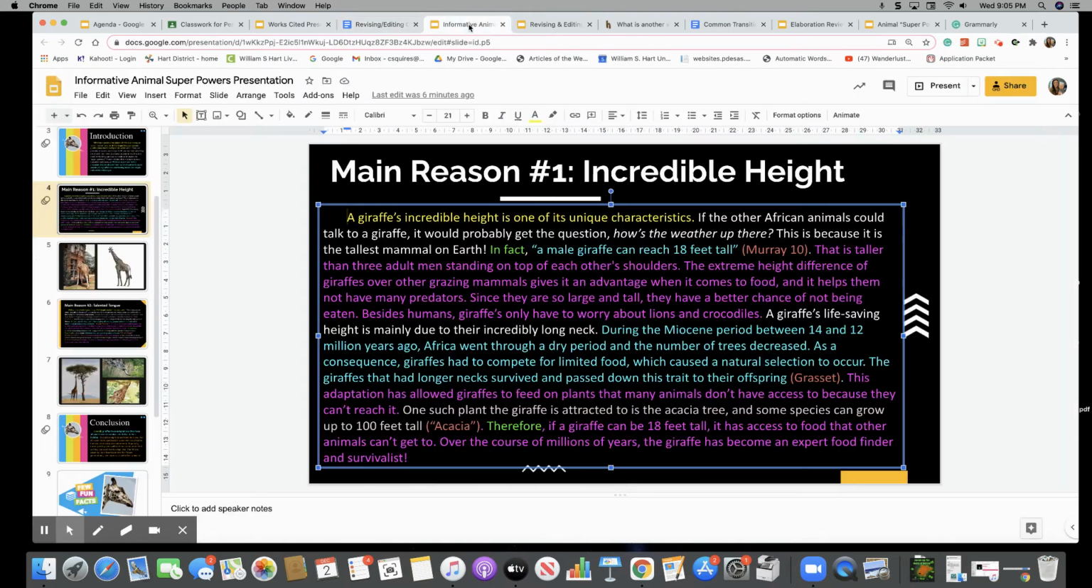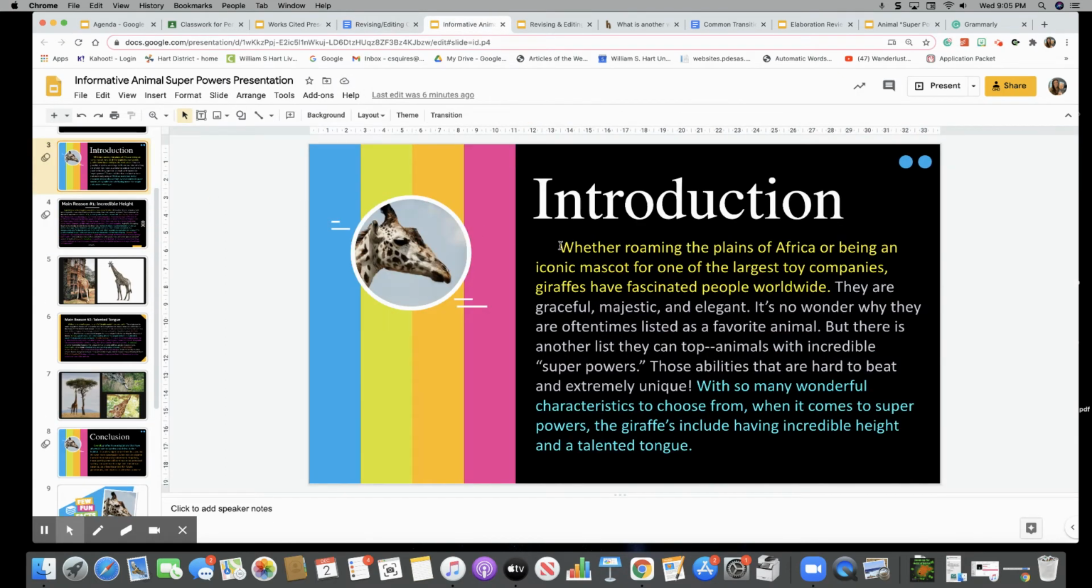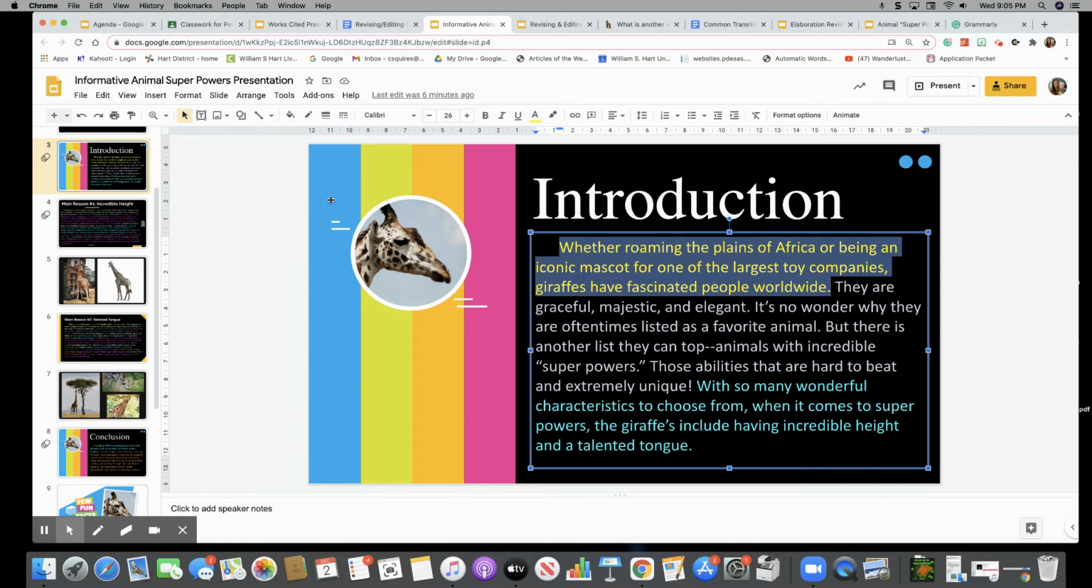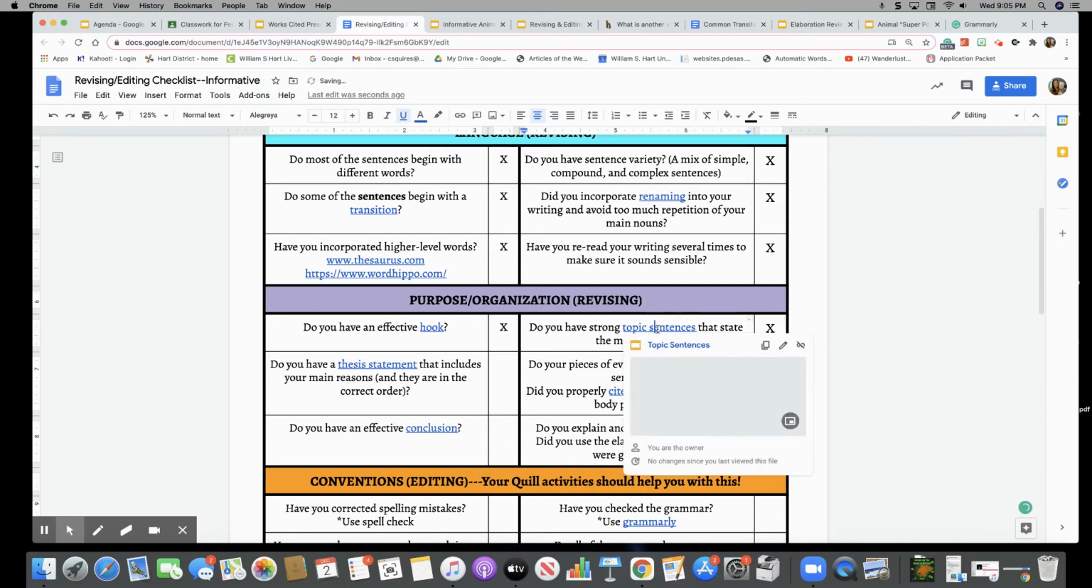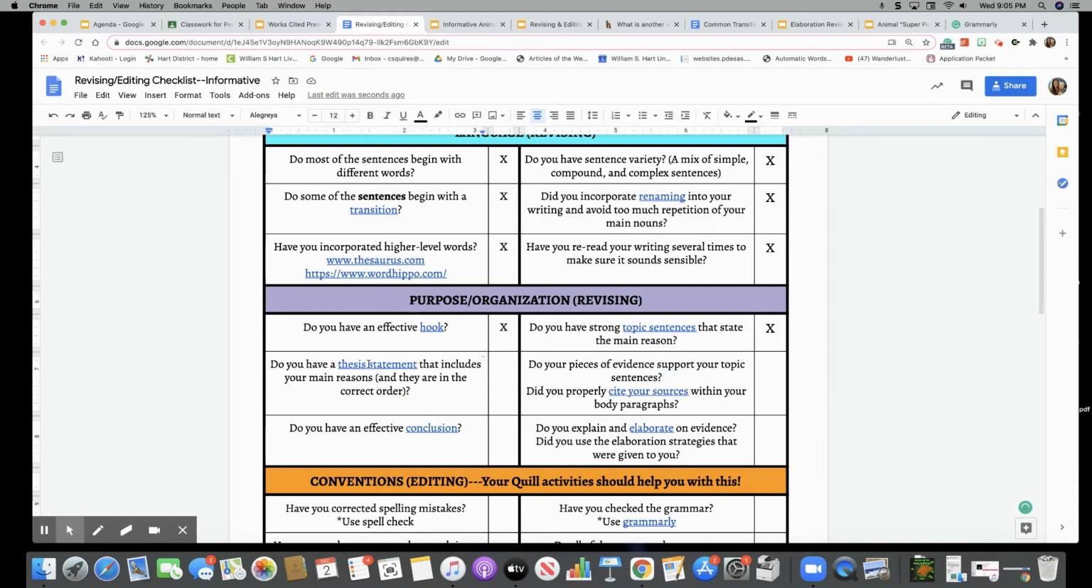So you would just want to go through and make sure that you have a hook and that it follows one of the options that I gave to you and that you think that it's effective. Do you have strong topic sentences? So again, I've included a presentation here to help you just to make sure your topic sentences are strong. Do you have a thesis statement that includes your main reasons and they are in the correct order?